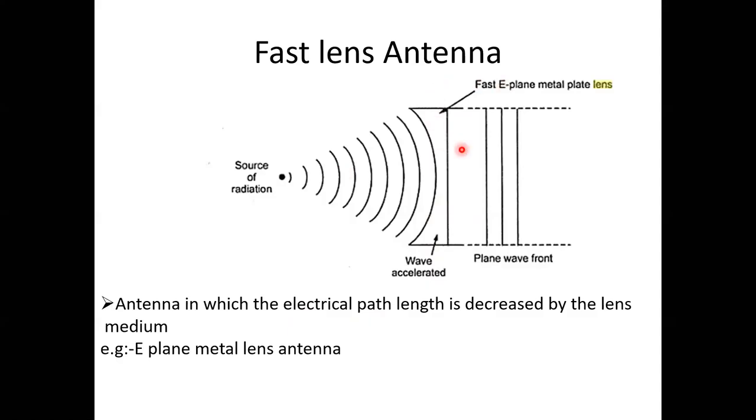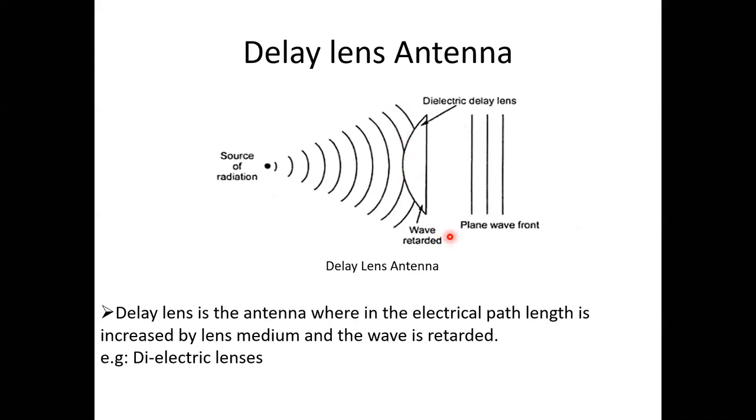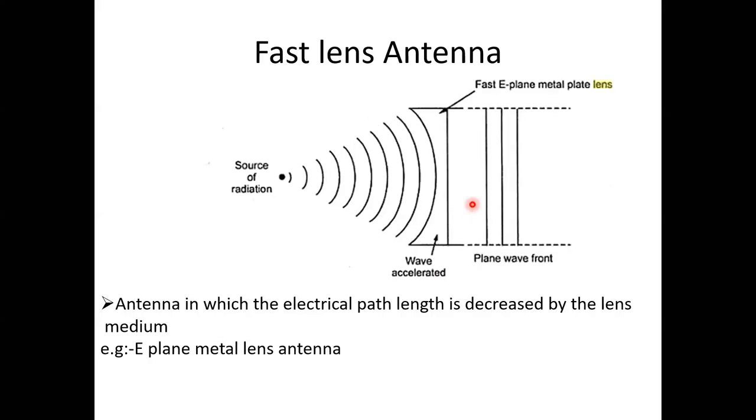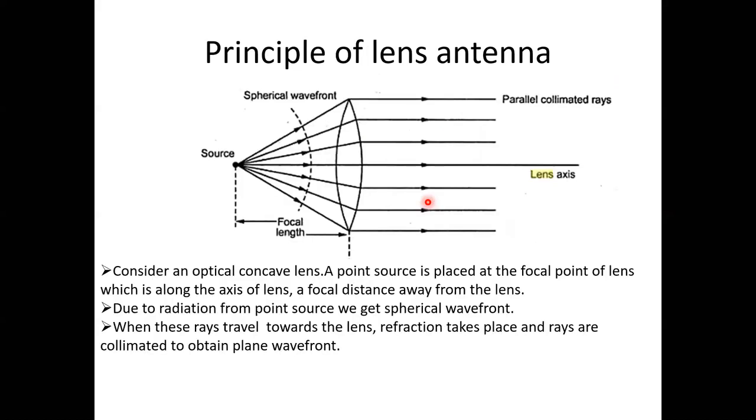Example for this one is E-plane metal lens antenna. So you have two types, delay lens antenna and fast lens antenna. Name itself you can make out. Delay lens antenna means the wave gets retarded, and example for this is dielectric lenses. And in case of fast lens antenna, the wave gets accelerated or the electrical path length is decreased. The example for this is E-plane metal lens antenna, which will be discussed later.